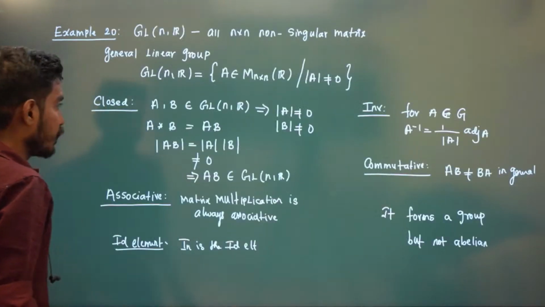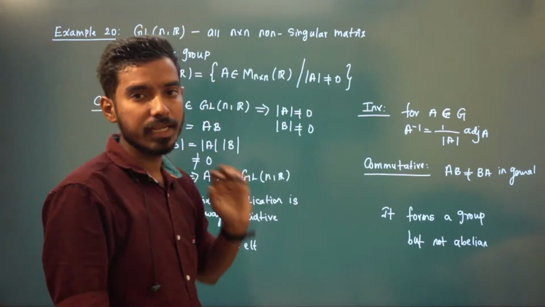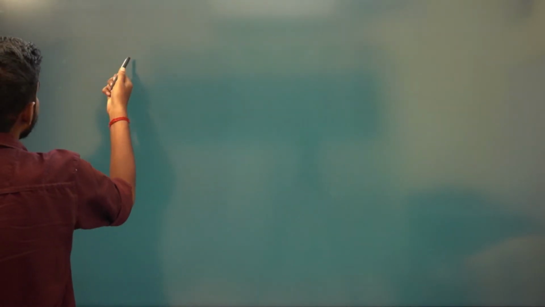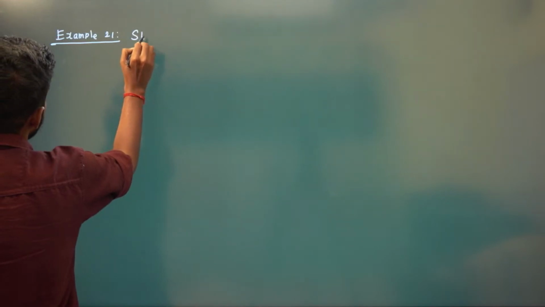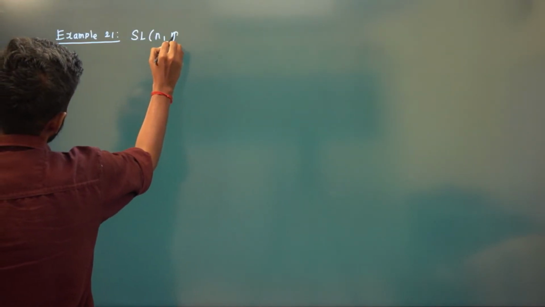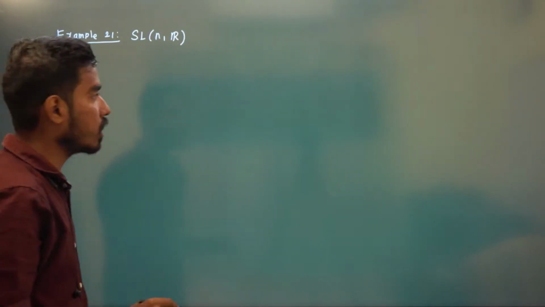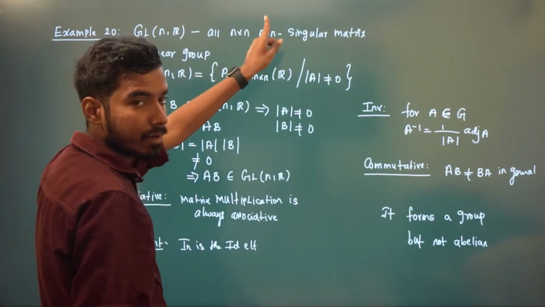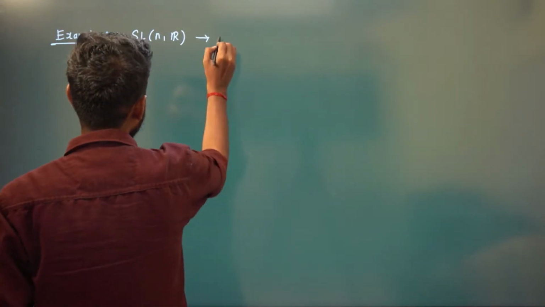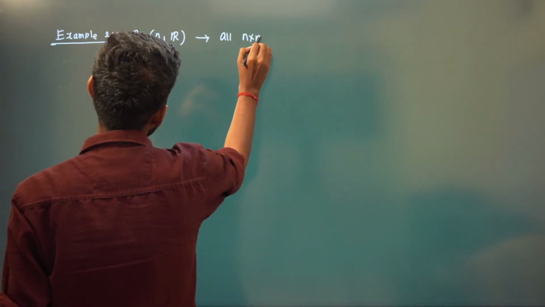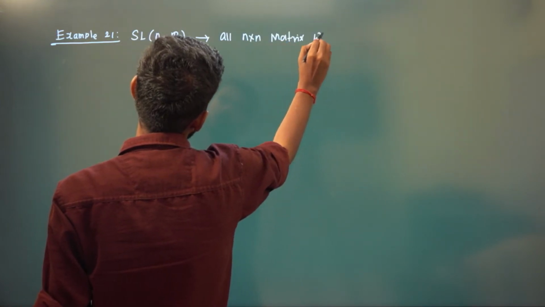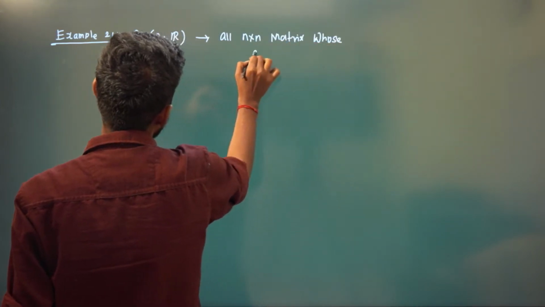See here, I'm writing GL(n, R). Now I'm going to denote one more group that is called SL(n, R). Right? So this consists of all those n by n non-singular matrices. Here we will have all n cross n matrices whose determinant is 1.